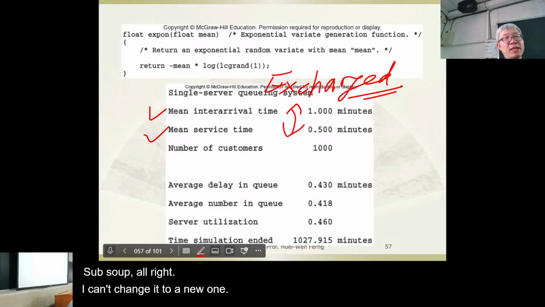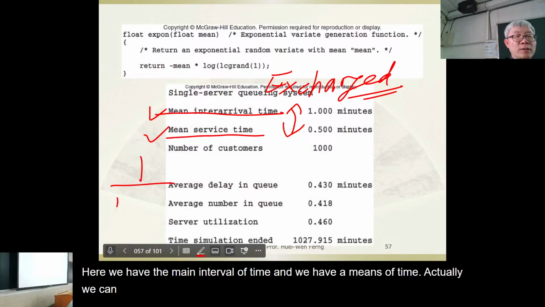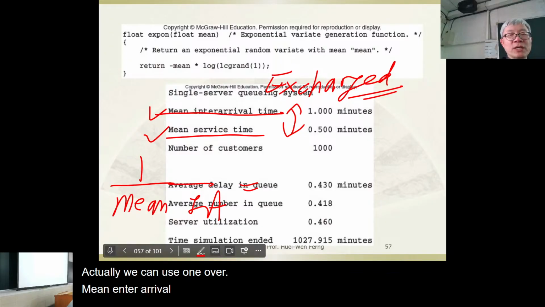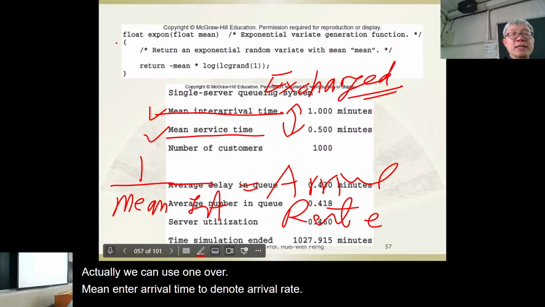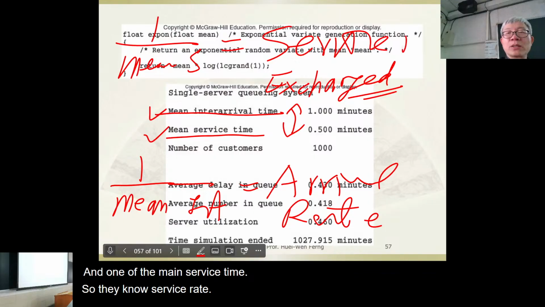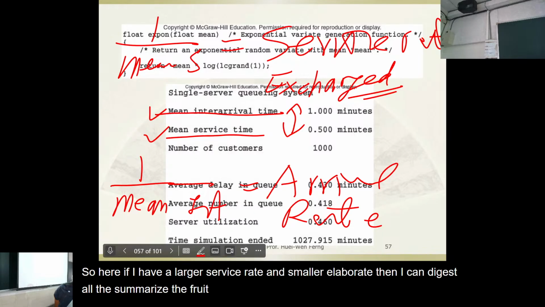Here we have the mean interval time and we have the mean service time. Actually, we can use 1 over the mean inter-arrival time to denote the arrival rate, and 1 over the mean service time to denote the service rate. So here, if I have a larger service rate and a smaller arrival rate, then I can digest all of it, something like the food here.